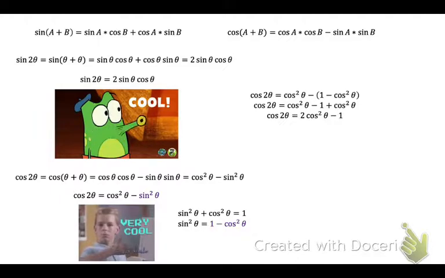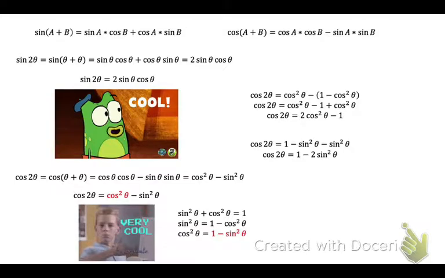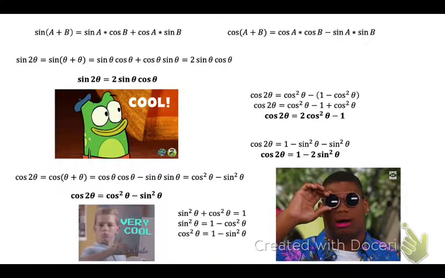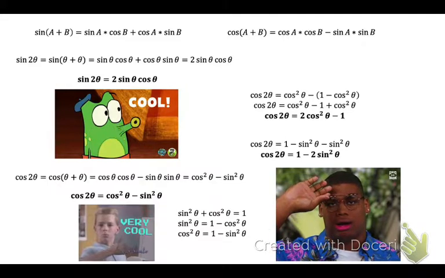Okay, there's 3 of them. There's one more, and we can do the same thing by solving for cosine squared, and you get 1 minus sine squared. So then if I go in and plug that in right there, I'm going to get 1 minus sine squared minus sine squared, which is equal to 1 minus 2 sine squared of theta. So there's 3 different identities for the cosine of 2 theta. Okay, so those 4 right there are the sine double angle and the cosine double angle.